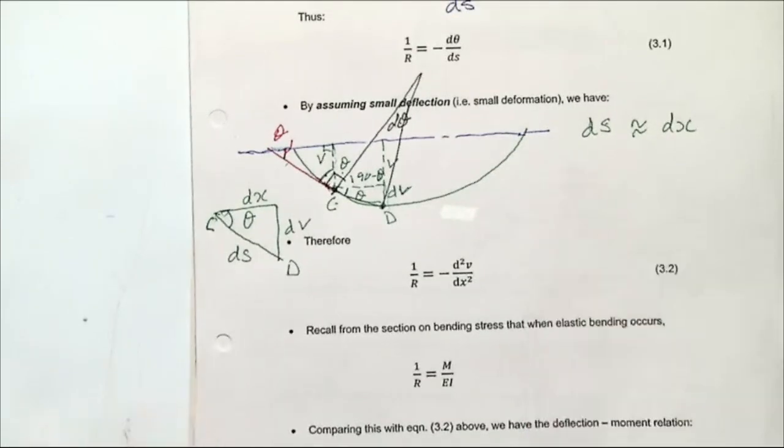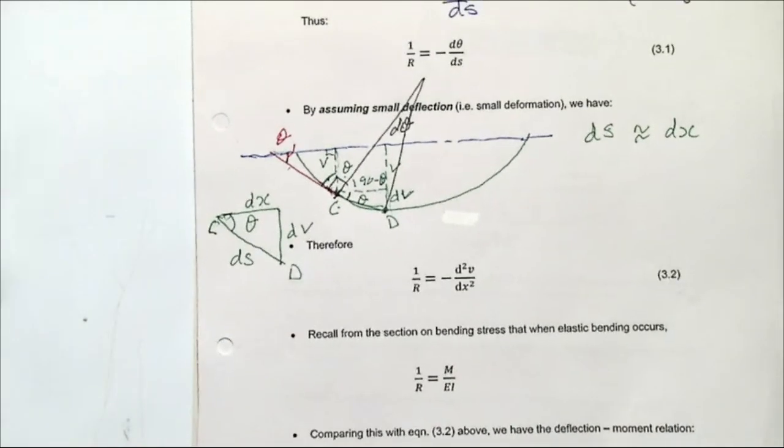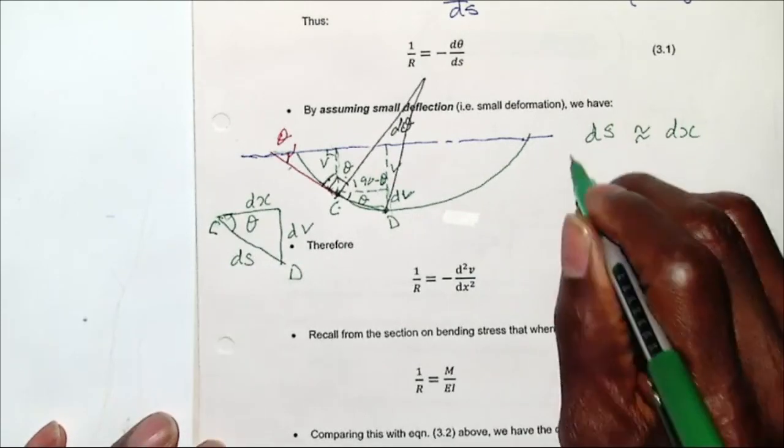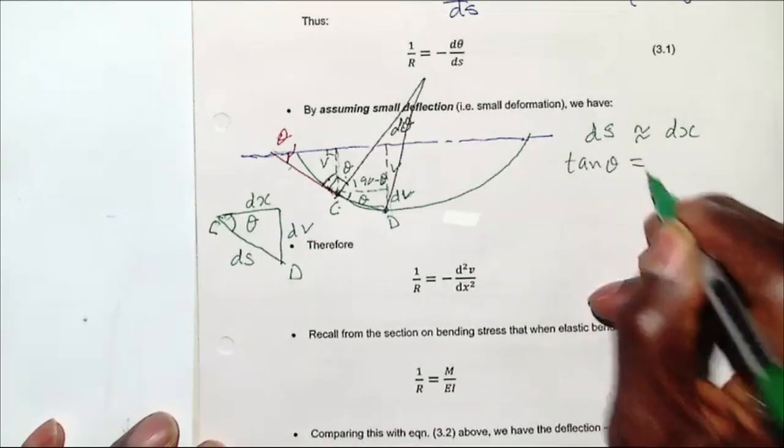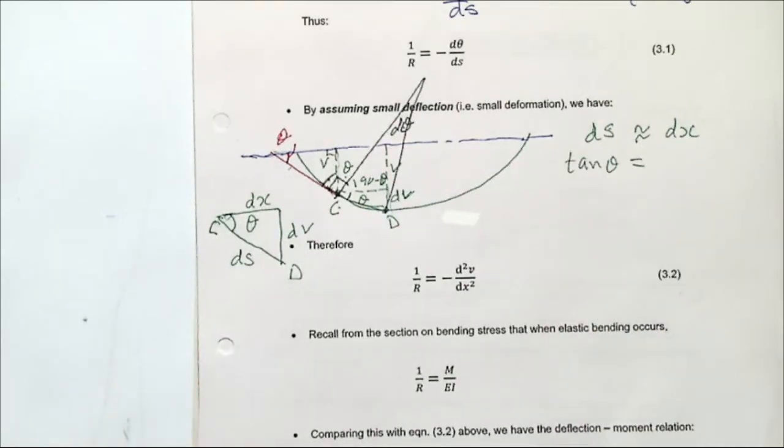Why do we assume that? Because we are always dealing with small deformation, and we are taking two points that are very close to each other. So that's why. If we look at that small triangle, what is tan theta? dv over dx. Thank you. Right, that's correct.